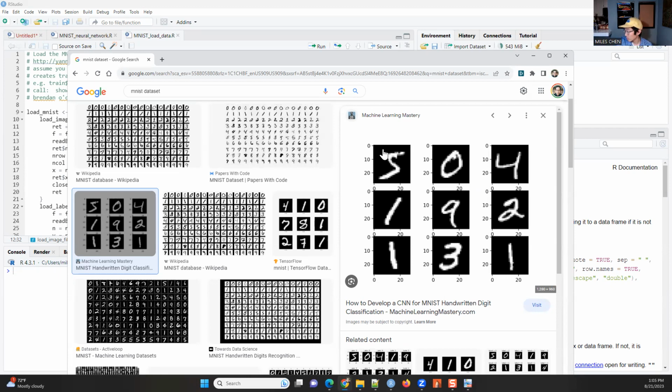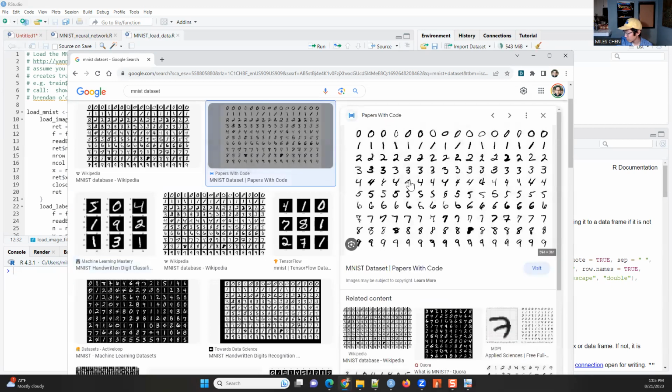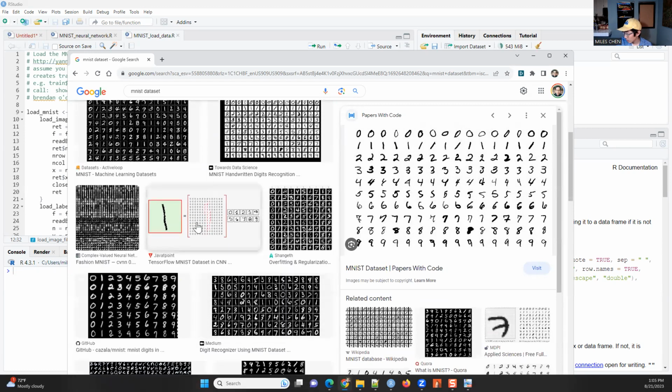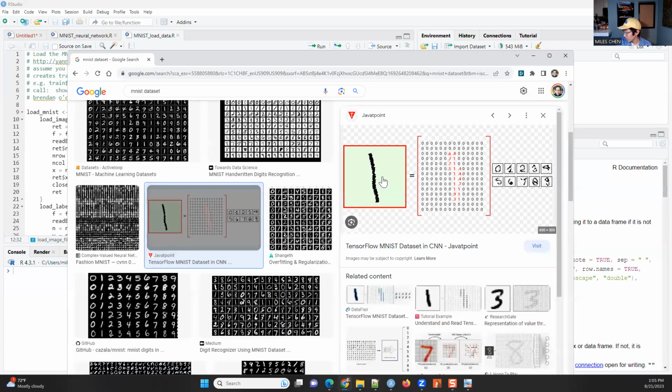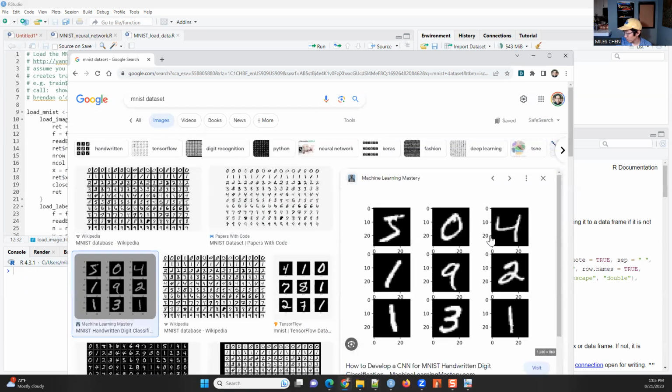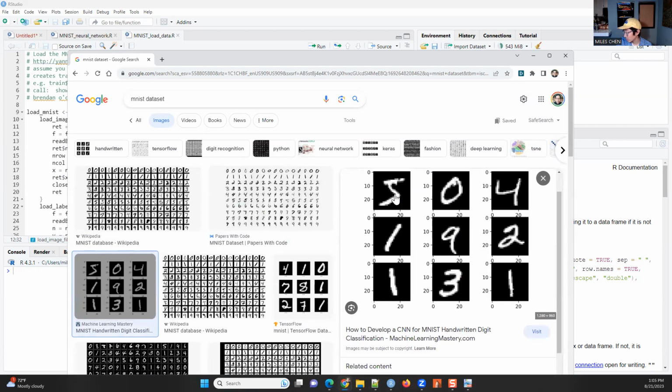So all of these images are these 28 pixel by 28 pixel things. And sometimes you see them, you know, kind of reversed colors. But basically you have these 28 by 28 pixel images for every single digit. And so this is what it scanned.